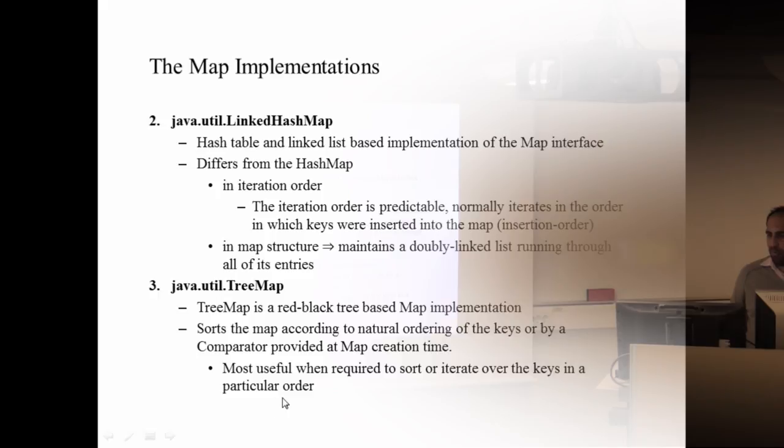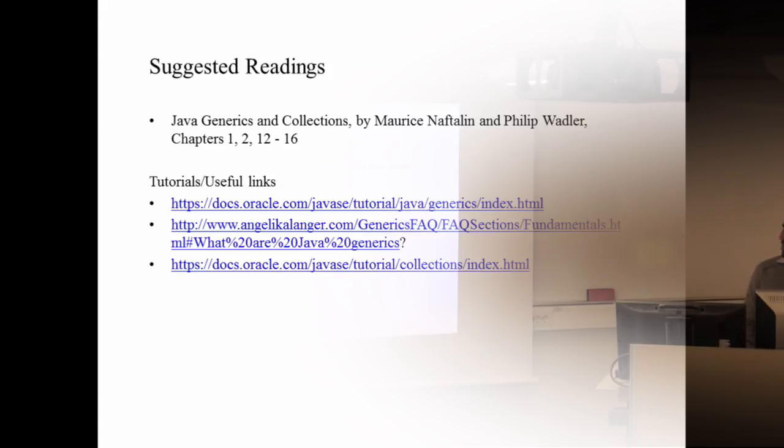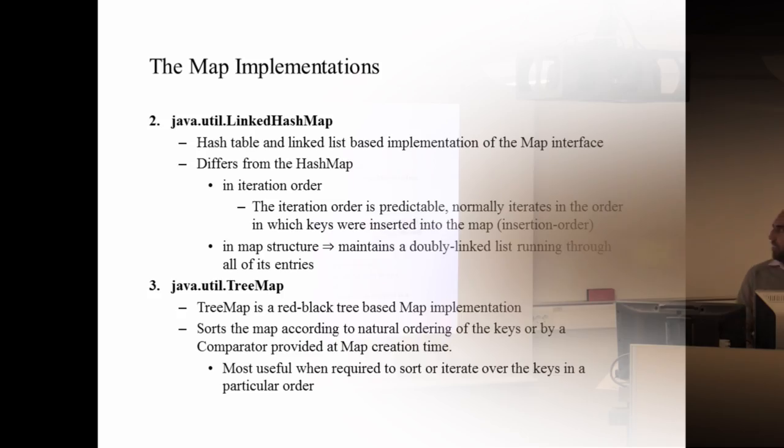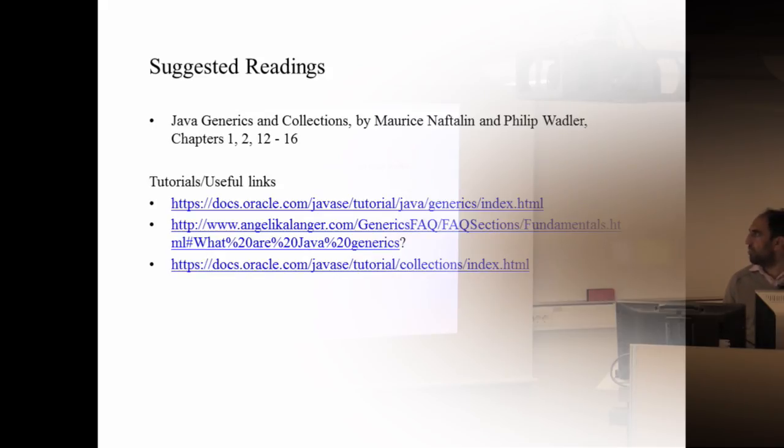And the tree map is recommended when you want to iterate or sort the keys that are stored in a particular order. So remember that the sorting and iteration will be on the keys and not on the values. So it will sort the keys, and then the values will be ordered according to the order in which the keys are sorted.